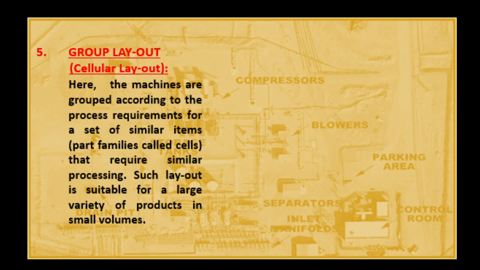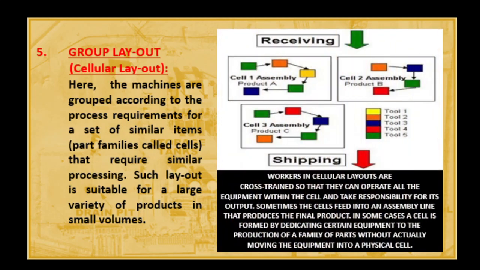So last of the possible types of plant layout, we have the so-called group layout or what we call cellular layout. Here, the machines are grouped according to the process requirements for a set of similar items as part families called cells, kasi tinatawag na cellular layout. This requires similar processing. So such layout is suitable for a large variety of products in small volume. Yun nga, yung pagbubuo ng mga cellular phones is a prime example.